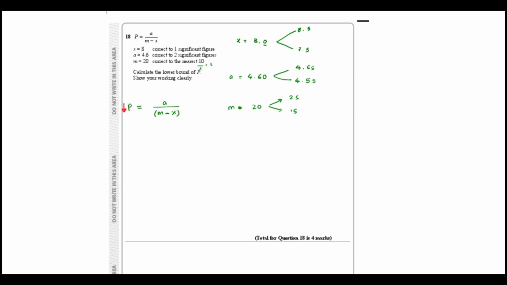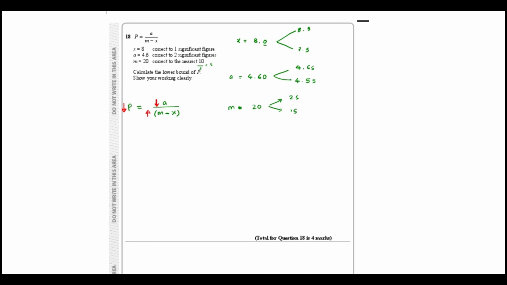In division, we know how we choose our values. If I want the lower bound of P, then for the numerator I apply the bound I require, so I use the lower bound of the numerator, while for the denominator I use the upper bound. So the lower bound of the numerator A is fine: it is 4.55.